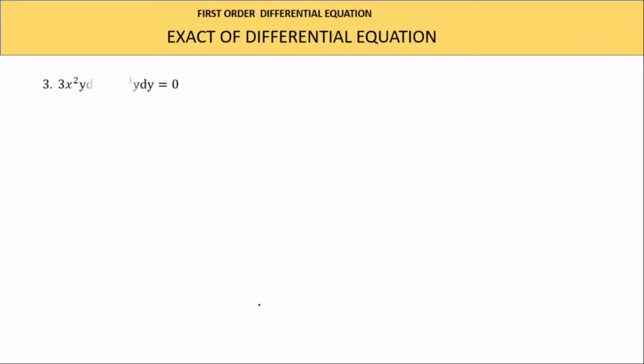Let's take the third one. With the third one, you can also pause this video and try it. We already know that the dx goes with the M and the dy goes with the N. So you partially differentiate M with respect to y. Note that you're just going to touch the y. When you differentiate y, you get 1, so you get 3x squared. Then you take the N and differentiate it with respect to x, and you get 3x squared. It means that this is also an exact differential equation.